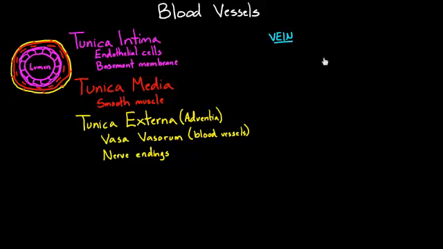On the inside, it has that tunica intima layer. And I'm not going to draw all the cells out because now you know what that represents. That purple line represents the endothelial cells and the basement membrane. And you also have a smooth muscle layer, so kind of a red line to represent tunica media. And veins have a tunica externa, a 3rd layer.